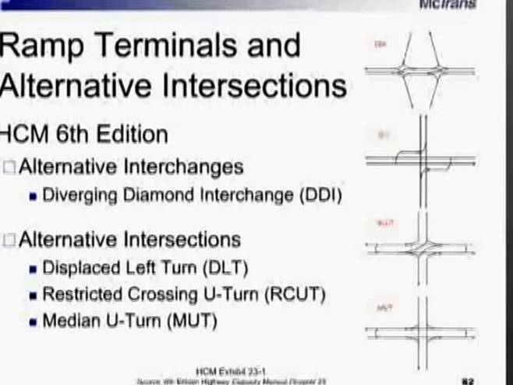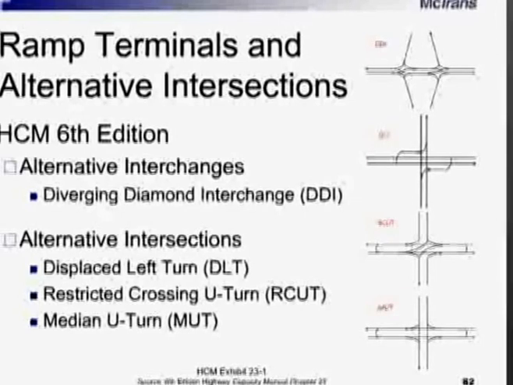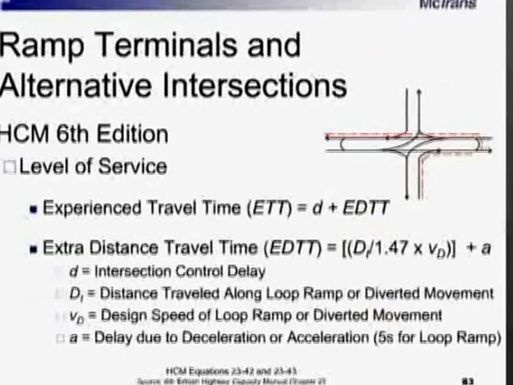And a subset of that is a median U-turn. I can go through at the side street, but I cannot make a left. I have to go downstream, make a U-turn and come back. It's sometimes called a Michigan left. They've been doing it there forever. And so you've got these 4 flavors that are now modeled or will be modeled in 6th edition.